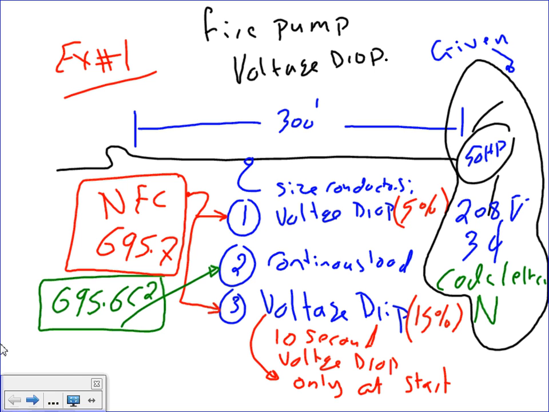All right, let's go ahead and start. Number 1. What did we call number 1? Is it voltage drop or voltage dip? I want to start, as a matter of fact, with the one that is continuous. Was it number 2? I will start with number 2, continuous load.